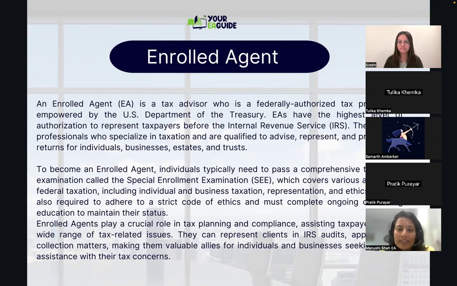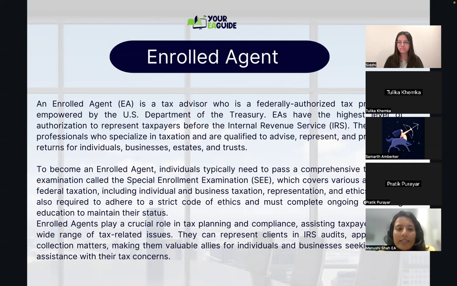So as Siddhi mentioned, first of all, you have to decide your main interest, whether you want to go for accounting, audit, or taxation. If you have interest in taxation, and if you want to go further in your taxation career, then yes, enrolled agent is a very good option for getting the certification.